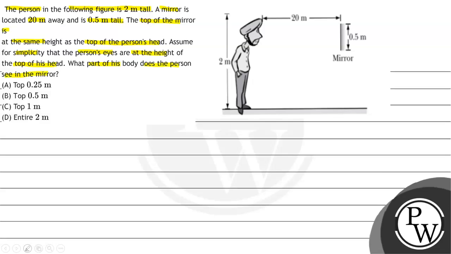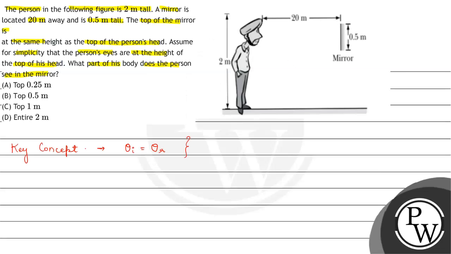So, to understand the question, we must first revise the key concept behind this question. The key concept is the law of reflection, which states that the angle of incidence, denoted by theta I, is equal to the angle of reflection, denoted by theta R. Keeping this in mind, let us try to solve the question.